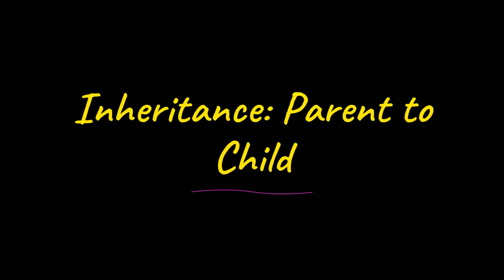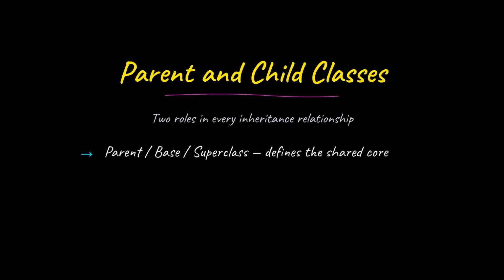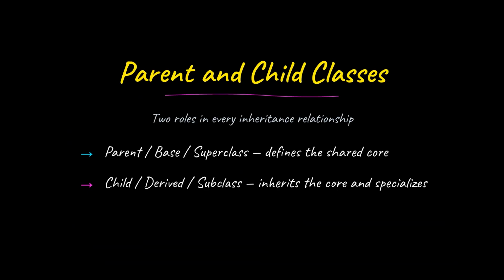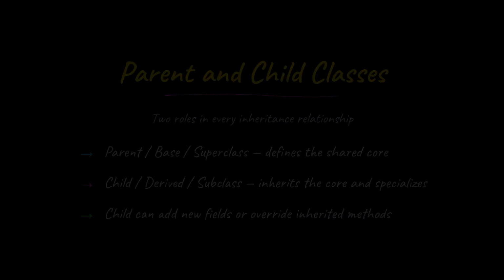Inheritance is a design time relationship between classes that lets a new class automatically receive the fields and methods of an existing one. No copying required. It models the idea that one class is a specialized version of another. The existing class is called the parent, base class, or superclass. The new class is the child, derived class, or subclass. The child starts with everything the parent defined and only needs to declare what makes it different.